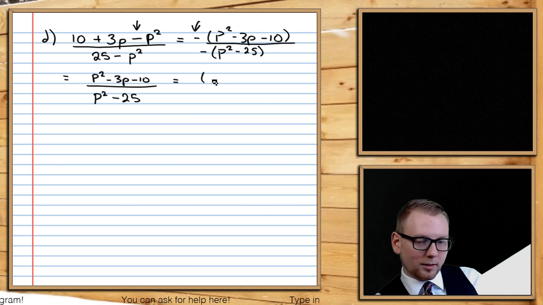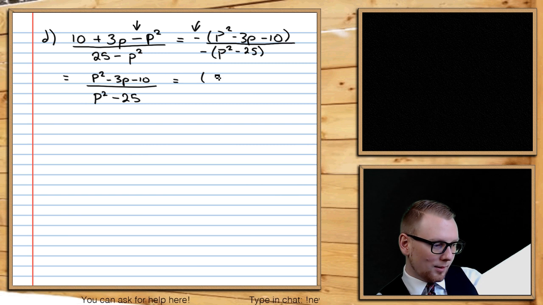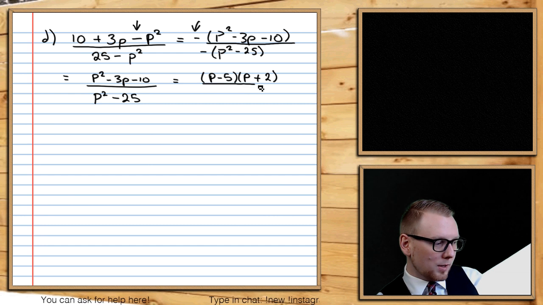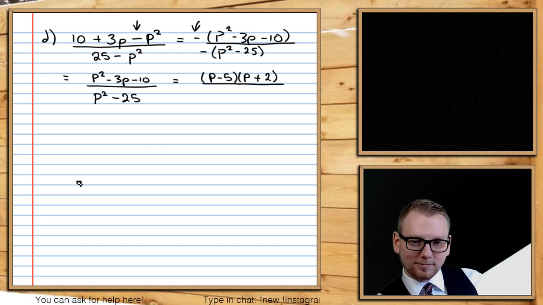Okay, so we've got what? Yeah, p minus 5 and p plus 2. And what do we have in the denominator?